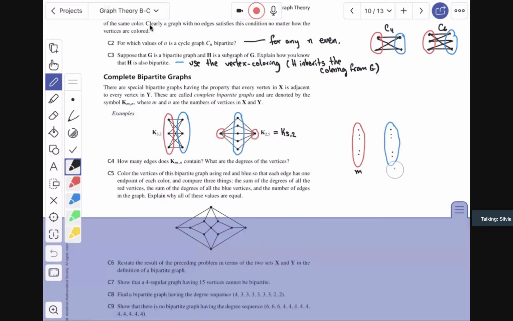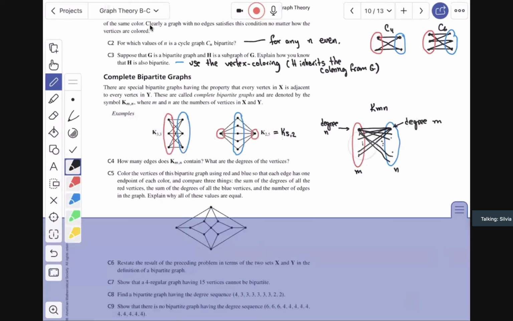So here I have m, here I have n. This is complete, which means that every vertex here is joined to n vertices on the other side. So these have degree n, and by the way, these ones have degree m. Any one of those will have degree m because it's a complete graph, right?